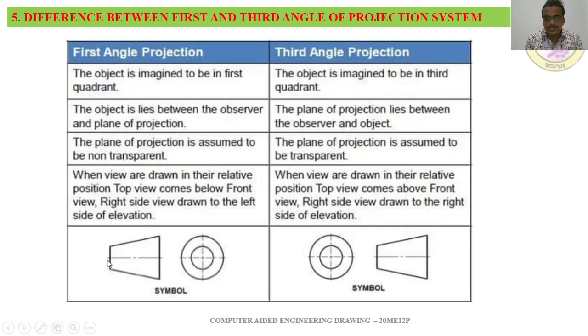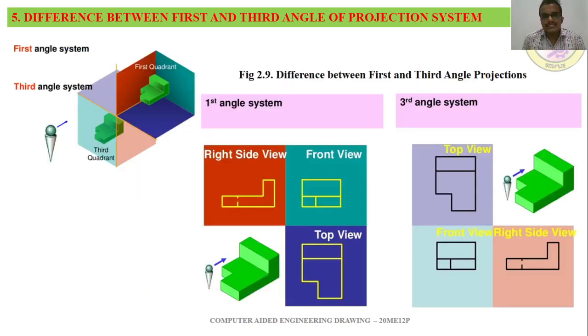In first angle of projection, this conical shaped image will come on the left side, followed by these two encircled circles, and in third angle projection this will shift to the right hand side. Remember one of them, so that you can write the opposite for the other. Now this is the last slide.